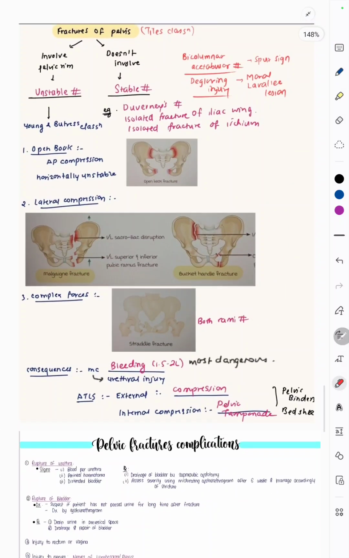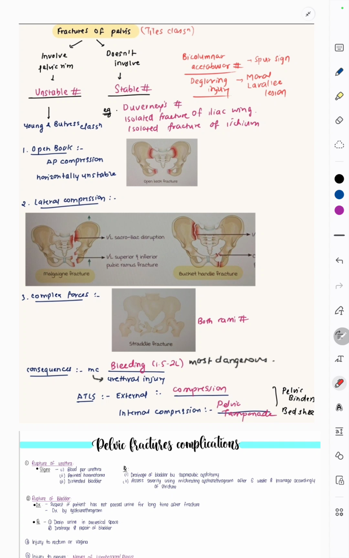Next is the fracture of the pelvis. Fracture of the pelvis is classified by the Tile classification into whether it involves the pelvic rim or not. If it involves the pelvic rim, then that's an unstable fracture. If it doesn't, that's a stable fracture. Examples of stable fracture are Duverney's fracture, isolated fracture of the iliac wing, and isolated fracture of the ischium.